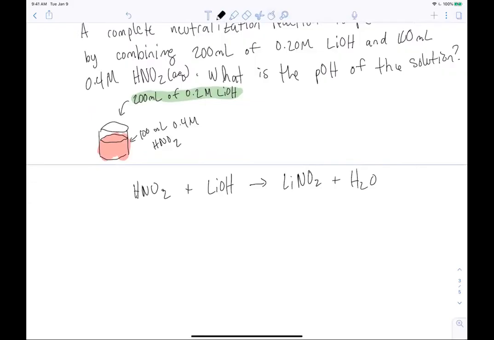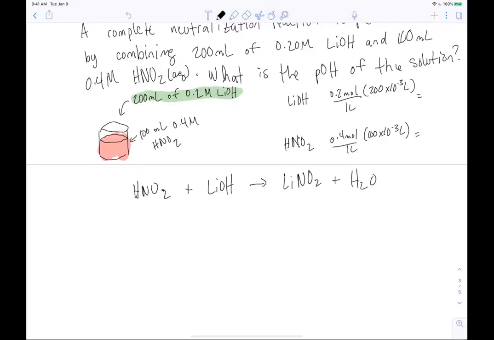We start out by calculating the number of moles of each thing we have there. So if we want to know how much lithium hydroxide we have, that's just going to be 0.2 moles per liter. And then the amount of nitric acid that we have is going to be 0.4 moles per liter multiplied times the volume that I'm just converting into liters in my head. And then you end up with the same number of moles for each of these.